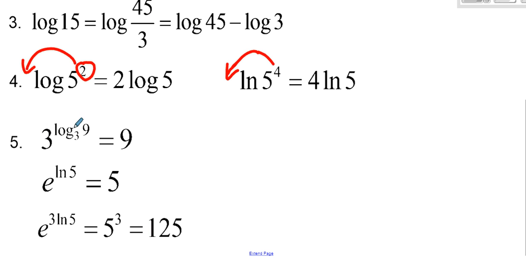So we have logs and exponents are inverses. So this is 3 to the log base 3. The bases are the same, so they cancel out. You're just left with 9.